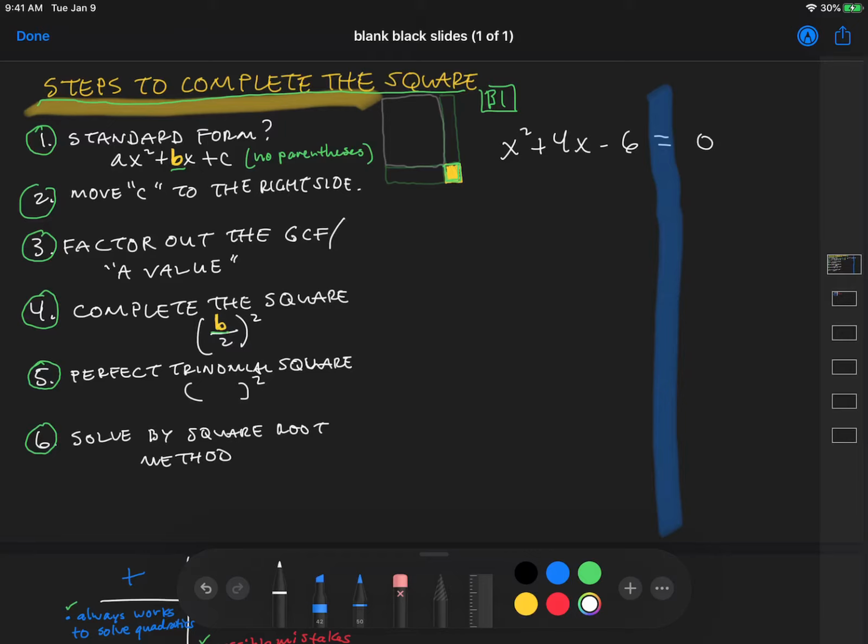All right, let's try this example. B1 tells us to determine the roots of each quadratic equation by completing the square. So we have to complete the square and then round our answer to the nearest hundredth. All right, let's go through this.